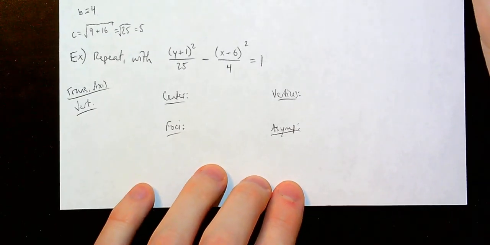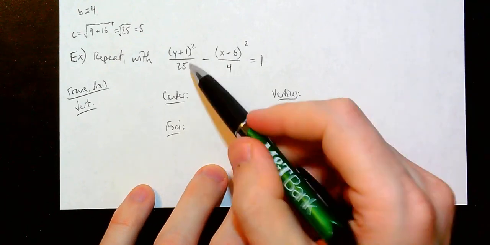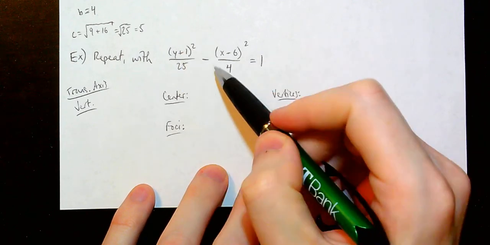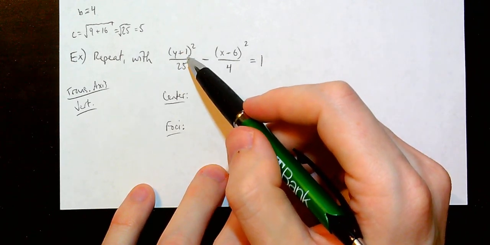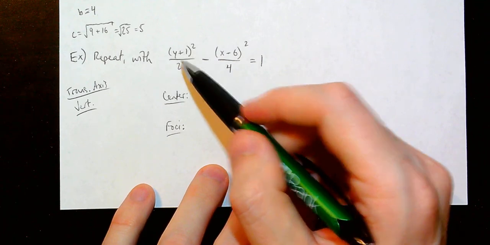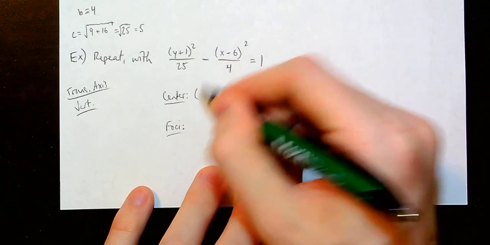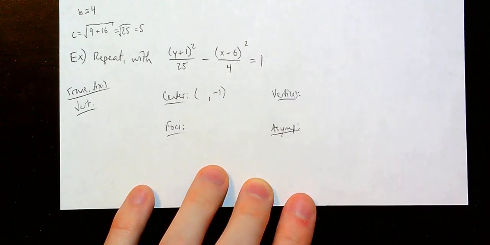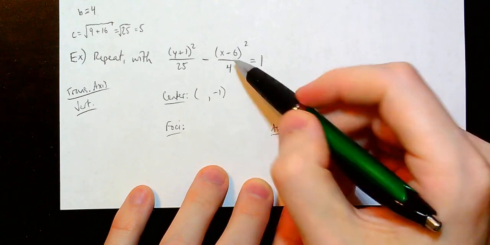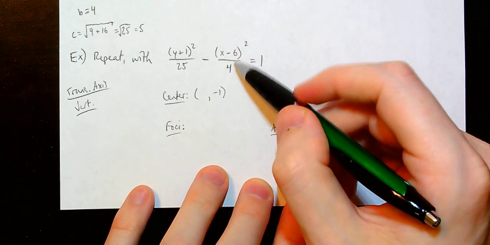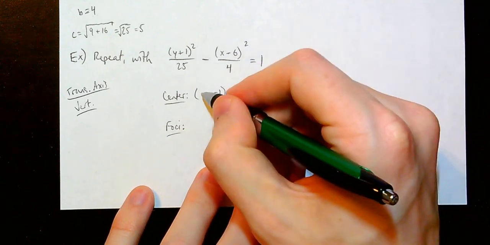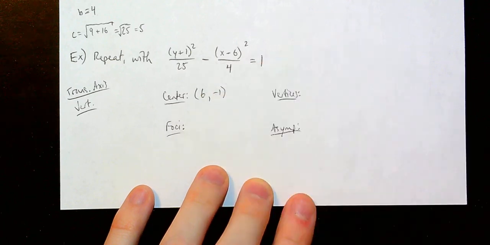So looking at our particular hyperbola here, we have y plus 1. Now, if it was y minus 1, then the y-coordinate of our center would be positive 1. But here it's y plus 1, so that means the y-coordinate of my center is going to be negative 1. And then here the x-coordinate of our center, x minus h, x minus 6. So comparing those, h has to be 6.